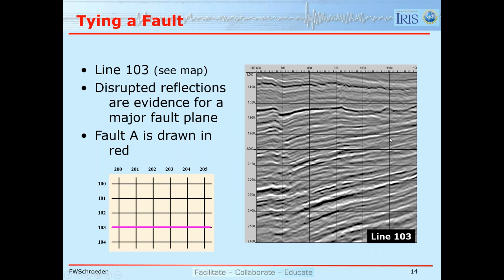So let's loop tie a fault. This is a data set. This is the Basemap. On the right is line 103, which is the line with the magenta. And there is a fault right there. You can see that this white, black, white is probably equivalent to this white, black, white. And we can see in the area where the red line is drawn that reflectors on the one side are disrupted and the reflectors on the other side are disrupted. And so we can put a fault through there.